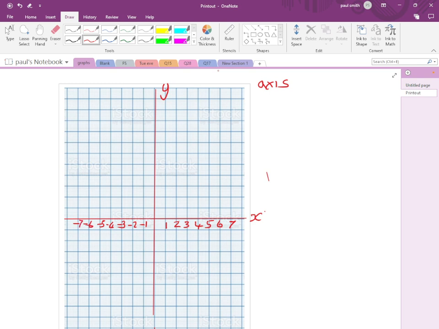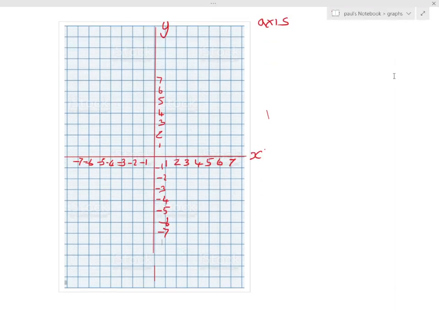5, 6, 7. And when we're on the y-axis we go up in a positive manner and we go down in a negative manner. So there we have it. I'm going to do a few of these, so there's going to be a lot of rubbing out and drawing again. I'm going to split this up into a couple of videos this lesson. So the first we're going to look at is coordinates.